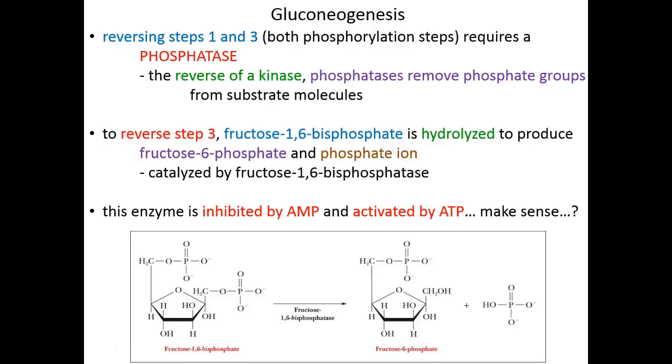This enzyme is inhibited by AMP levels and activated by ATP. Pause the lecture for a moment and ask yourself, does that make any sense? Think about that regulation scheme. Does that make sense?